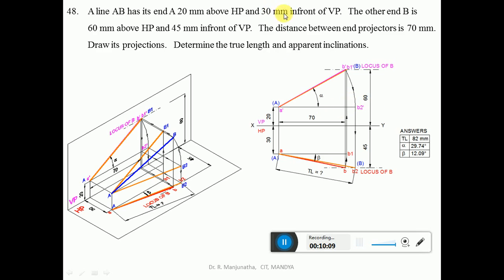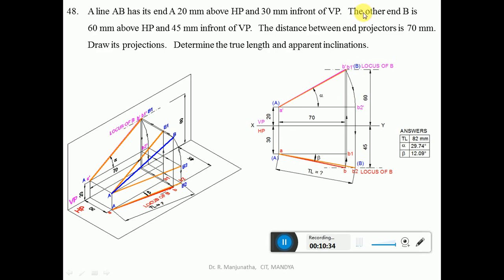Then 30 mm in front of VP. In front of VP is seen in HP, so HP is below the xy line. From the xy line, you measure a distance of 30 mm and draw a horizontal line. Consider any point and draw a vertical projector which will cut both the lines at A dash and small a, in the front view and the top view respectively.